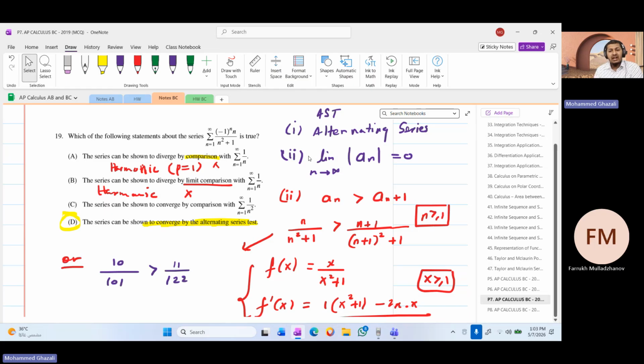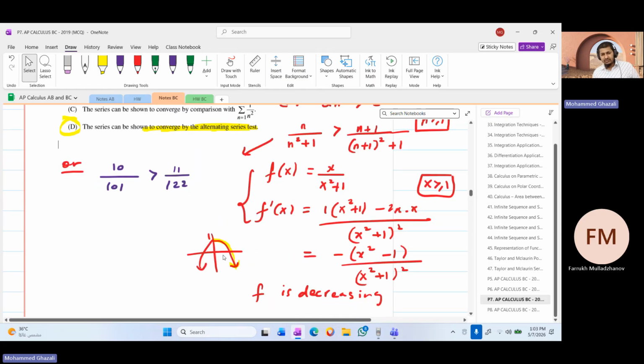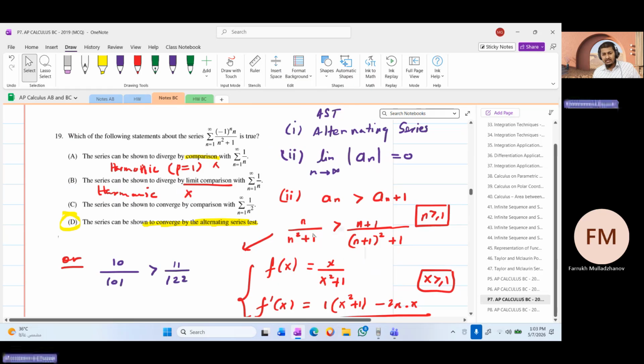All right. I showed it by showing that it's an f of x function and it's decreasing after 1. And I showed the limit using limit comparison. So we're not comparing to 1 over n squared. We are doing the alternating series test. So these are the three conditions that need to be satisfied. Anyway, let's continue.